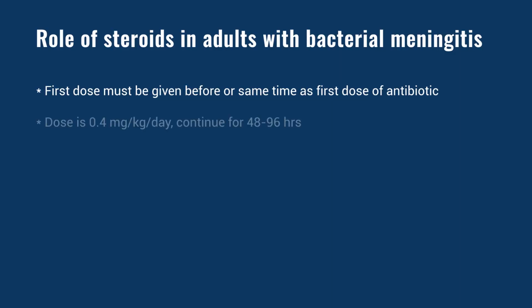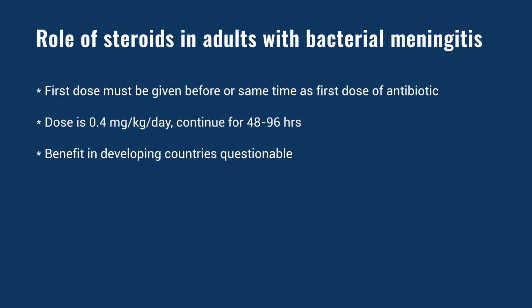give the steroids before your first dose of antibiotic, and the reason is the first dose of antibiotic lyses many of these pneumococci, setting off an inflammatory reaction in the CSF, which in turn can actually cause the patient to herniate and causes lots of complications. So you need to preempt this process by starting it just before your first dose. And this is the recommended dose, 0.4 mg per kg per day. You only need to give it for about 48 hours or so.